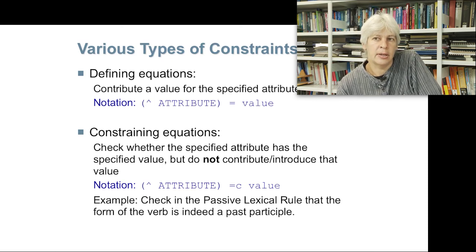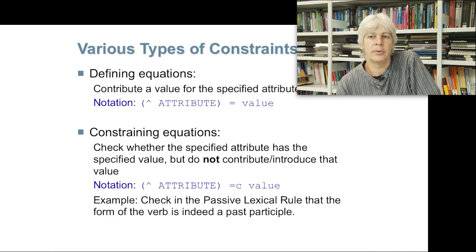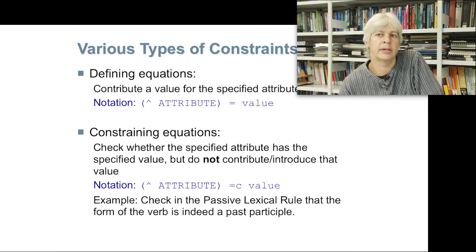Then you have constraining equations. What this does, it checks whether the specified attribute has the specified value, but it doesn't actually introduce the value. Okay, that needs to come from somewhere else in the grammar, from the lexicon or from the rules or from some templates. Okay, so attribute sub C value. So example, check in the passive lexical rule that the form of the verb is indeed a past participle. So this sub C, this is a constraint, a type of equation you'll be using a lot if you're writing grammar as well.